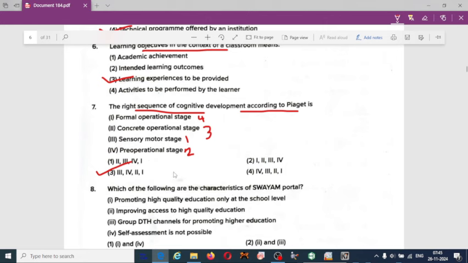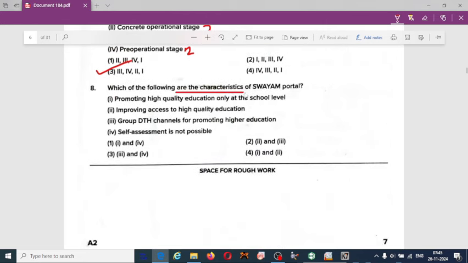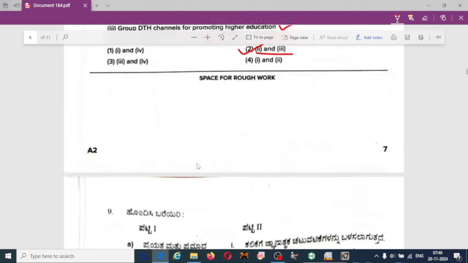3, 4, 2, 1. Which of the following are the characteristics of Swayam portal? Promoting high quality education only at school level is not correct here. Improving access to high quality education, this one is correct. And group DTH channels for promoting higher education, this one is also correct. Self assessment is not possible. So from the given options, 2 and 3 are the characteristics of Swayam portal, so option 2 is correct.